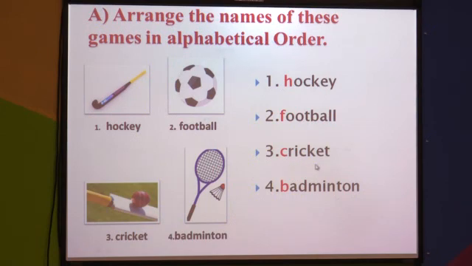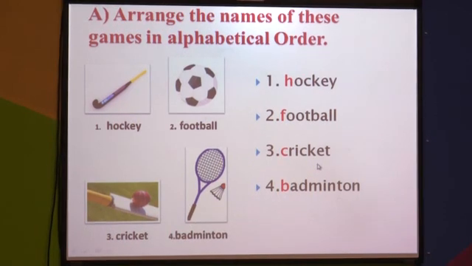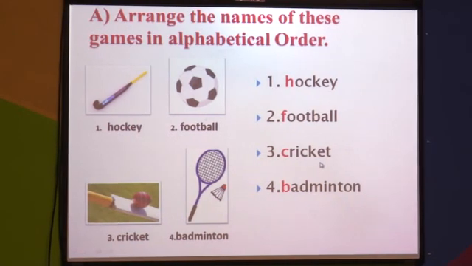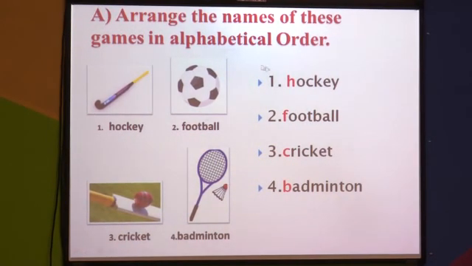Cricket. Then after C, D, E, F. F related word, we can see here, is football. G, then H. The last letter H is there in this list. So, H related word we can see is hockey.